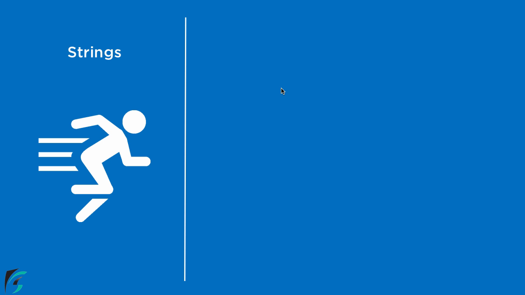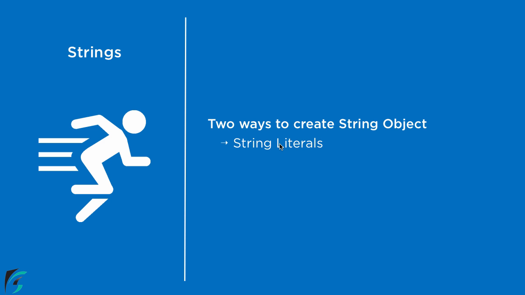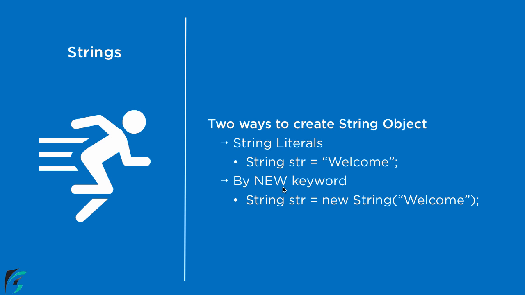So how do we create strings in Java with the help of the String class? Here there are two ways: using the string literal and using the new keyword. By using the string literal method, we can simply use String str = "Welcome", or any string that you want to define. Now by using the new keyword, you can simply use the statement String str = new String(), and as a parameter simply pass the string that you want to create.